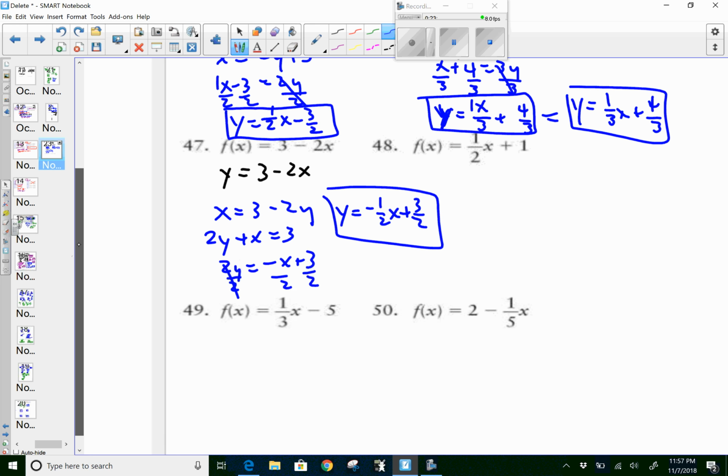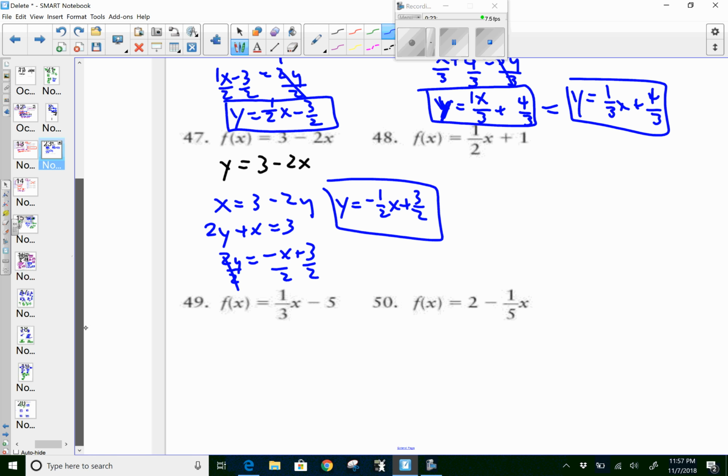It doesn't tell me how to write it, like whether to put it in mx plus b form. So you could have left it as y is equal to negative x over 2 plus 3 over 2. That's fine. All right.